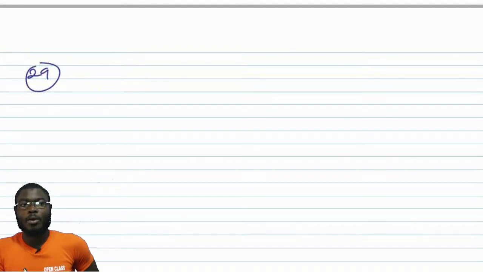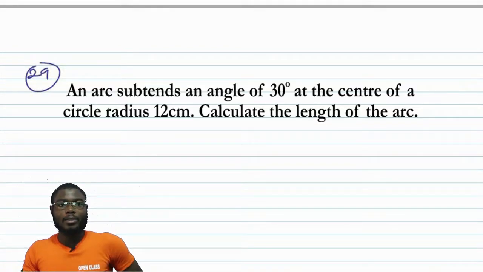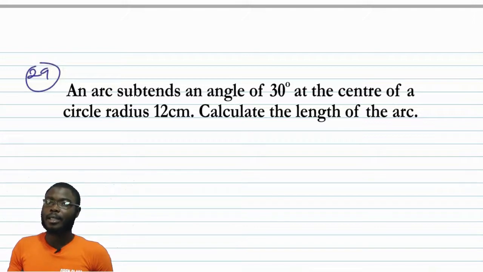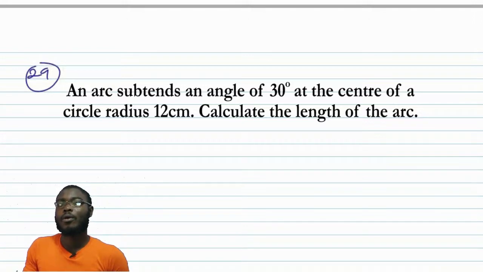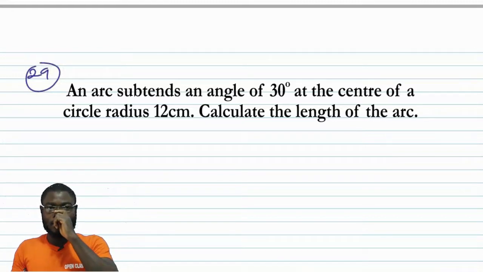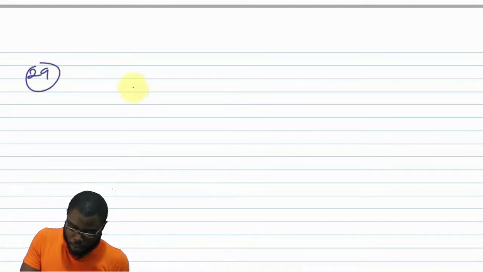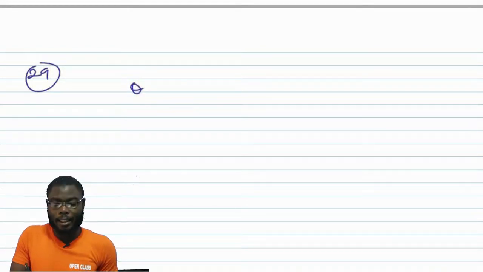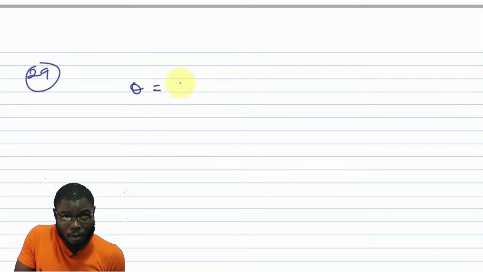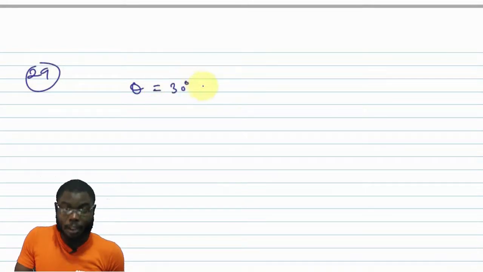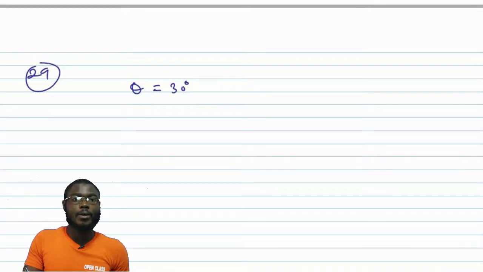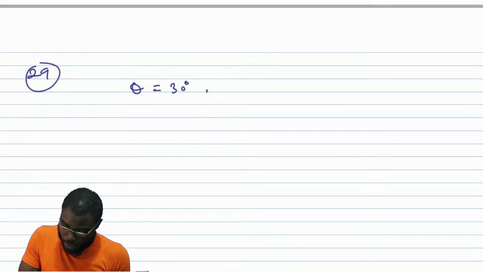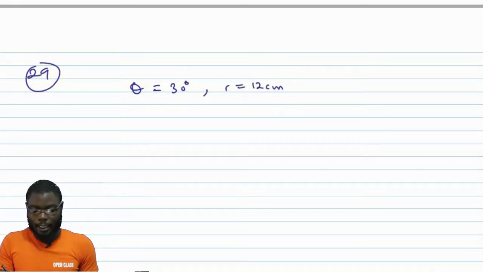29. An arc subtends an angle of 30 degrees at the center of a circle of radius 12 centimeters. Find the length of the arc. So the angle subtended by the arc is 30 degrees, and the radius is 12 centimeters.